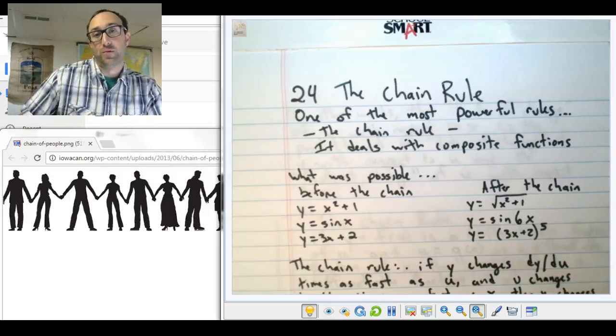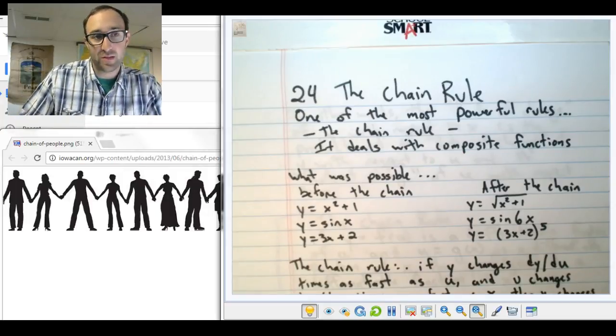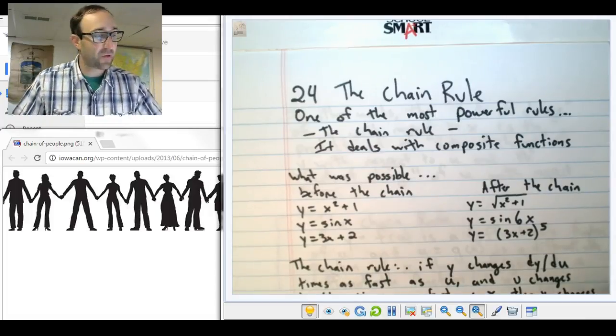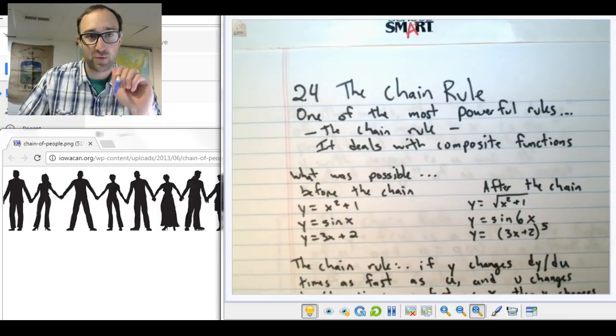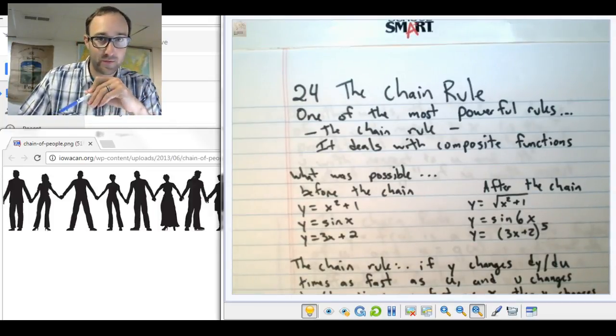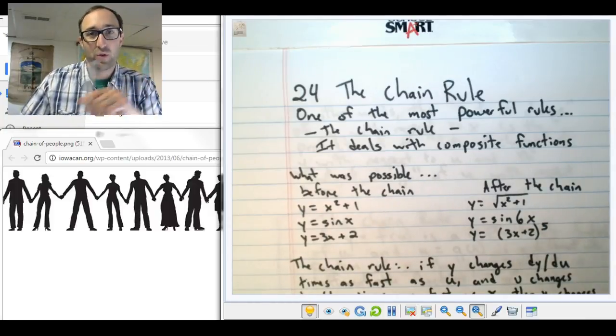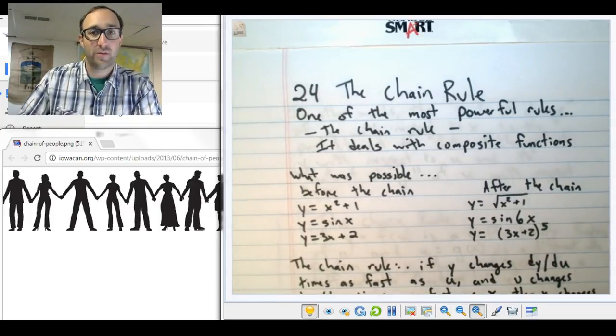One of the most powerful rules is the chain rule. Kind of like Mr. Bartman is probably one of the most powerful math teachers. And it deals really with composite functions. What's really nice about the chain rule is that all the other rules that you learned so far work for a function, but not for a composite function. So the chain rule says it doesn't matter what function you have, you can use all those other ones plus this one to make really complex functions differentiable.